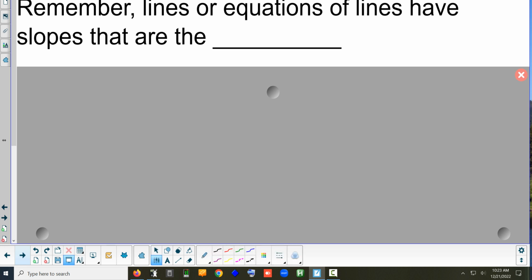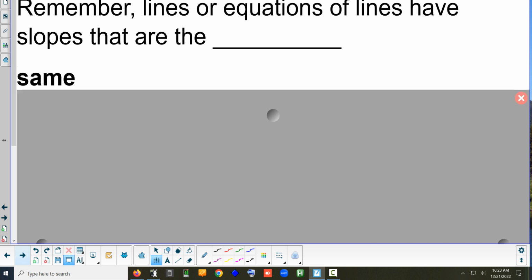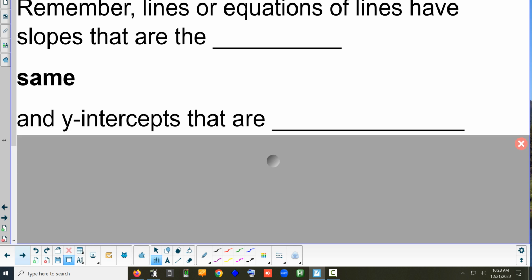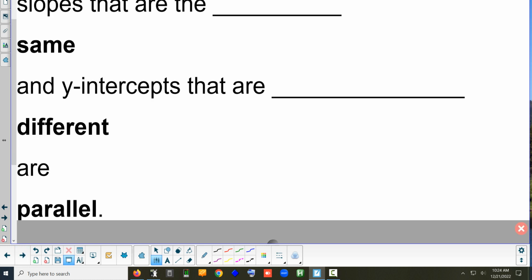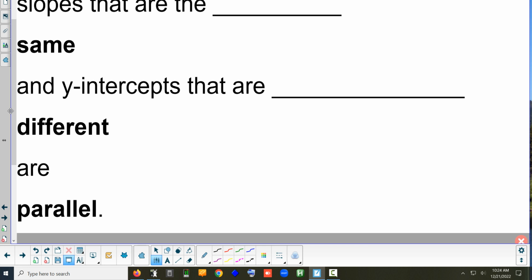So equations of lines that have slopes that are, what do the slopes have to be for parallel? Same. So the slopes have to be the same. And we just said that where they cross the y-axis has to be, yeah, in a different spot. If they have the same slope and cross in the same spot, then they're the same line. That's not parallel. So they have to have the same slope, but cross the y-axis in different spots. And we call that parallel. So those are the 3 blanks that you need to fill in on your guided notes. Same, different, parallel.